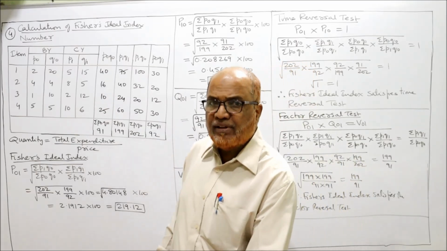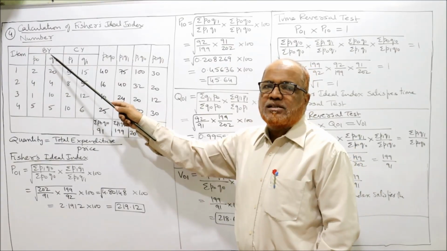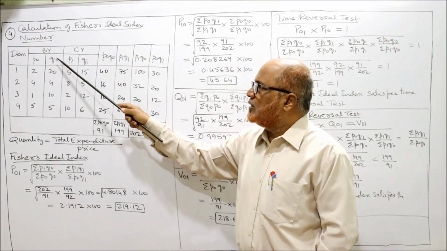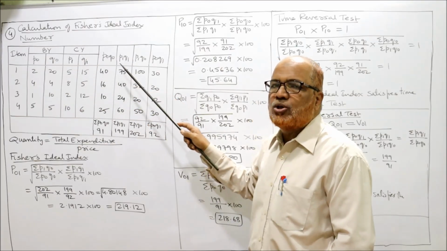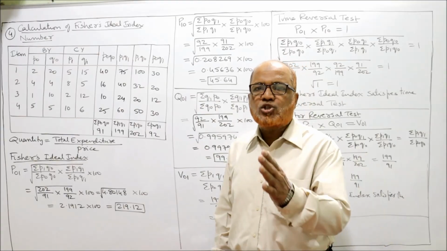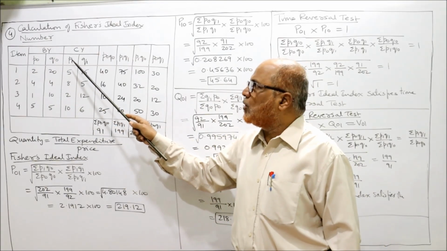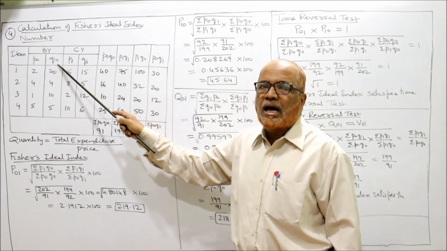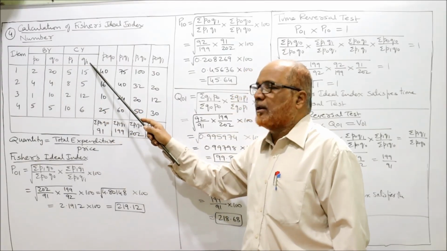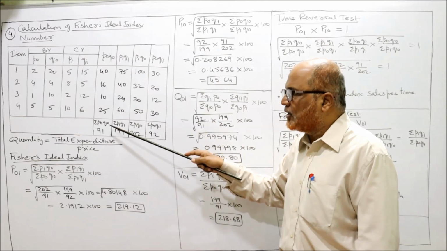Now we'll start the calculations. As usual, P0 is base year price, Q0 is base year quantity, and we have taken current year price P1 and current year quantity Q1. As usual, we have to make 4 columns. First column P0Q0, second column P1Q1, third column P1Q0, and last column P0Q1. These 4 columns you have to make, multiply and get the total.